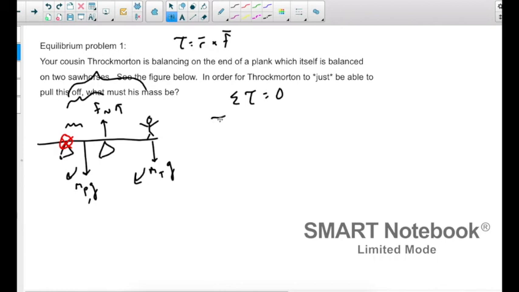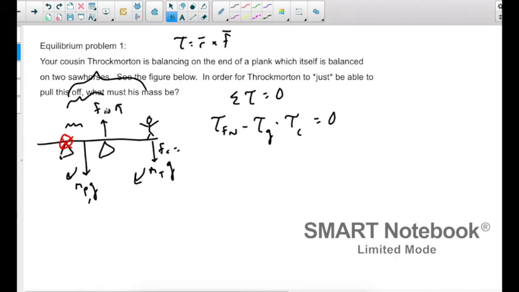So right away I'm going to say, okay, the torque due to the normal force minus the torque due to gravity minus the torque due to contact. This is my contact force because Throckmorton is contacting as he's sitting on the plank. It has to equal 0. So now I just need to flesh these out.